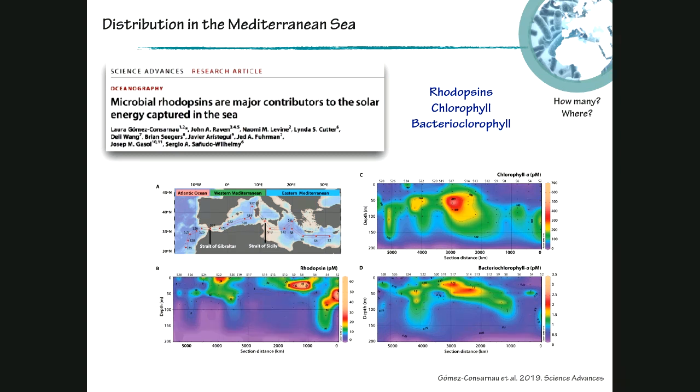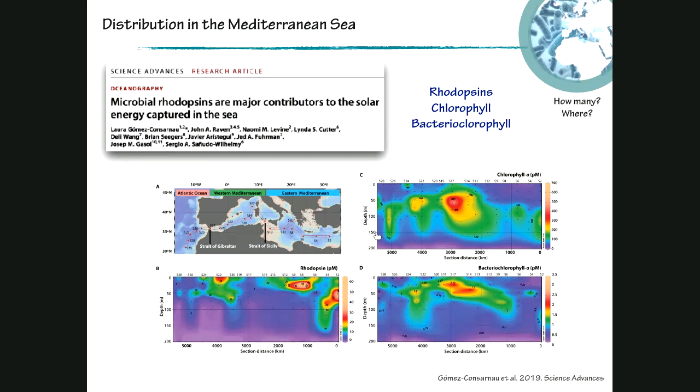Okay. And then this is a very recent study, from last year, 2019. It was the first study that compared the three systems of pigments that are known to occur in the ocean, rhodopsins, chlorophyll from phytoplankton, and bacterial chlorophyll, in a transect in the Mediterranean.